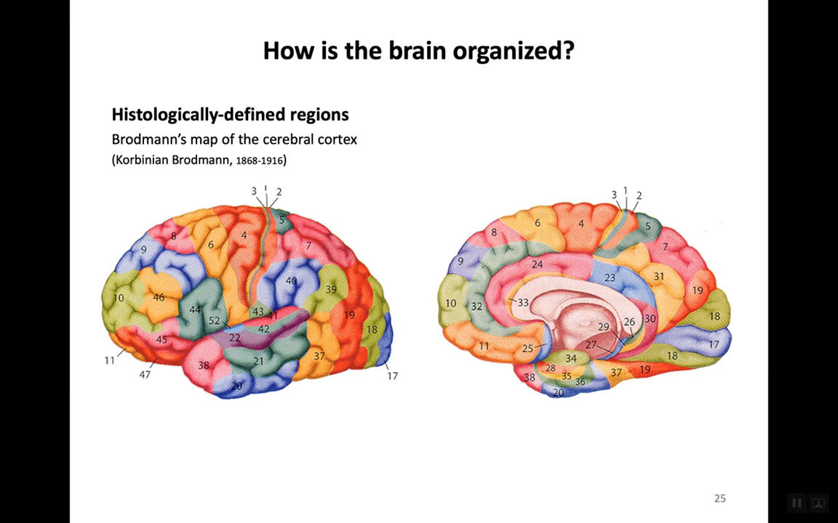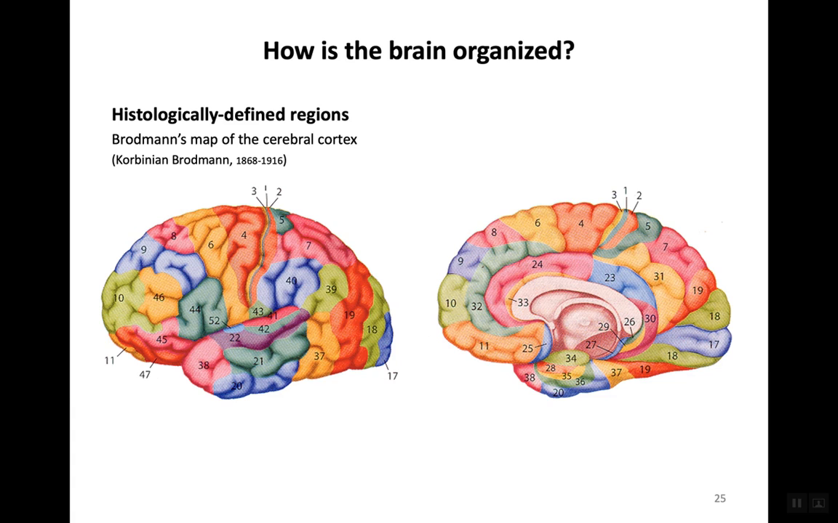And there might be immediately a temptation to believe that each region corresponds to a unique function, in the same way in which phrenologists associated different bumps on the head with different functions. But Brodmann did not commit to this enterprise. This is purely a structural, anatomical description of gray matter.